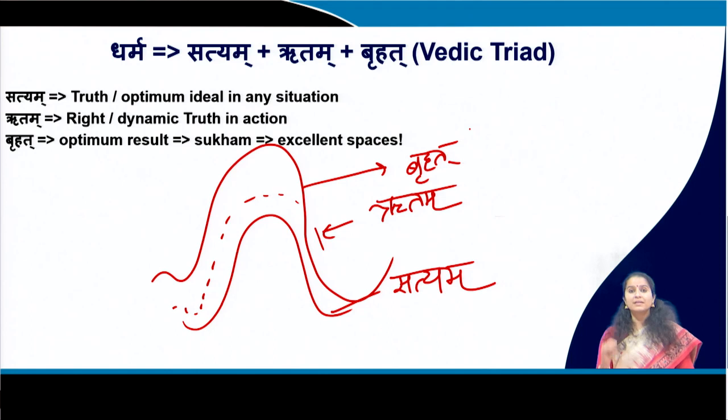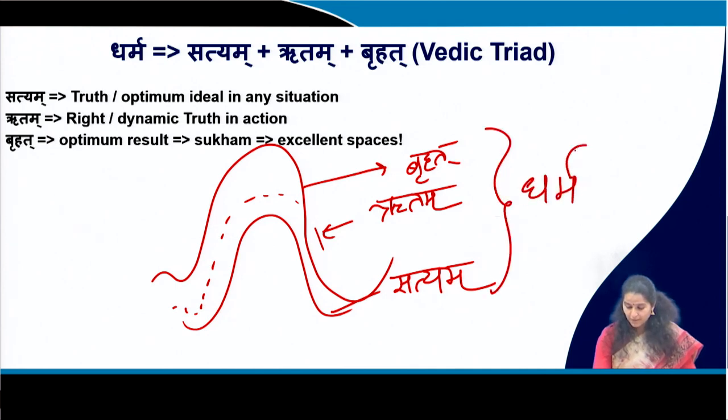Okay, so now the reason I'm showing you this: when you have Satyam, Ritam and Brihat combined, then you have Dharma. Because Dharma is that which upholds that best original tune. Astu. Now, why is it that in society we talk of adharma, and why are those values important?